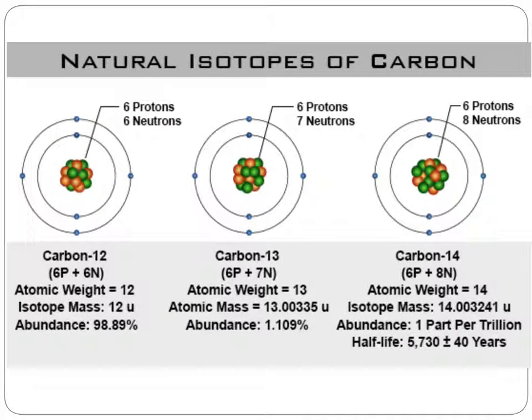Here are the three common isotopes of carbon. Isotope is the word we use to describe atoms of an element that are not identical. But what is identical, of course, is the number of protons. In each of these isotopes, you see there are only 6 protons, because if it was a different number, it wouldn't be carbon. What is different is the number of neutrons. 6 neutrons in this isotope, 7 neutrons here, and 8 neutrons in this third isotope.